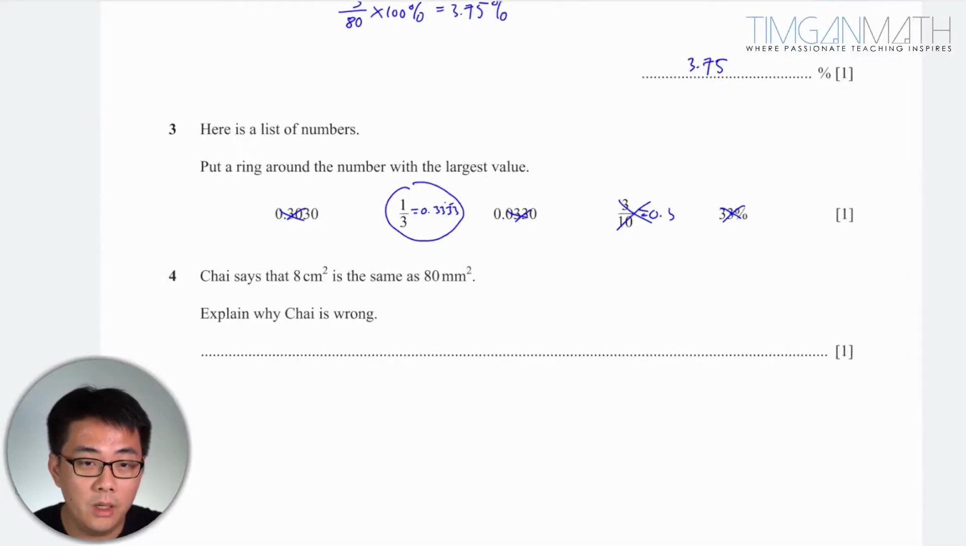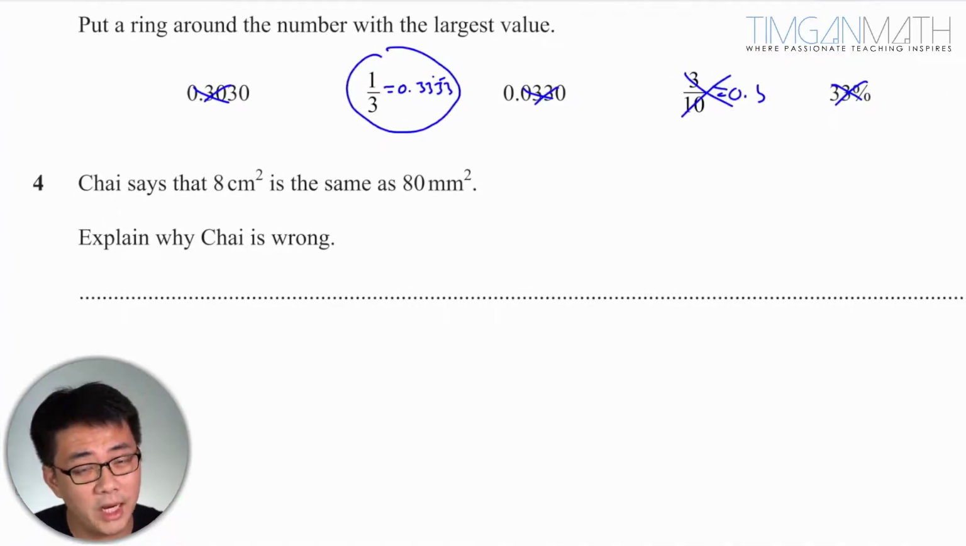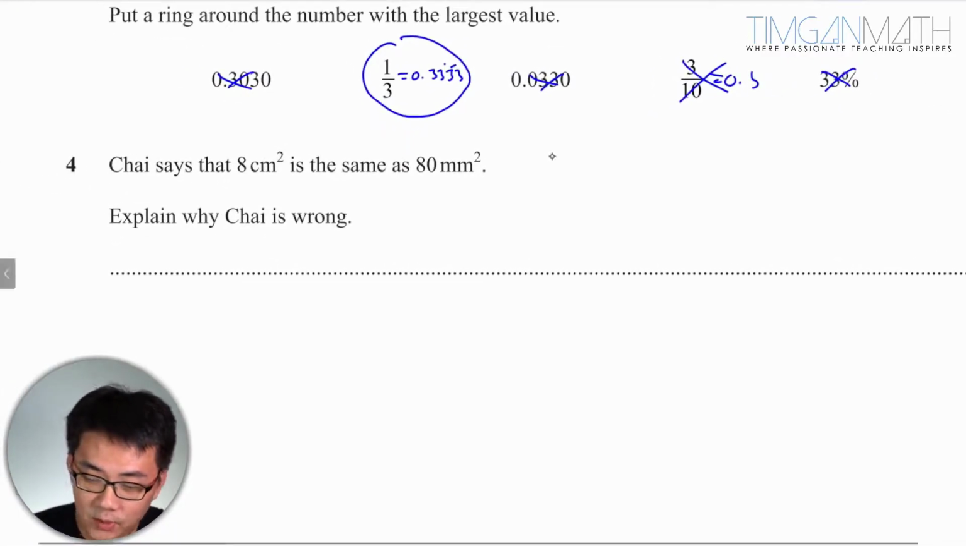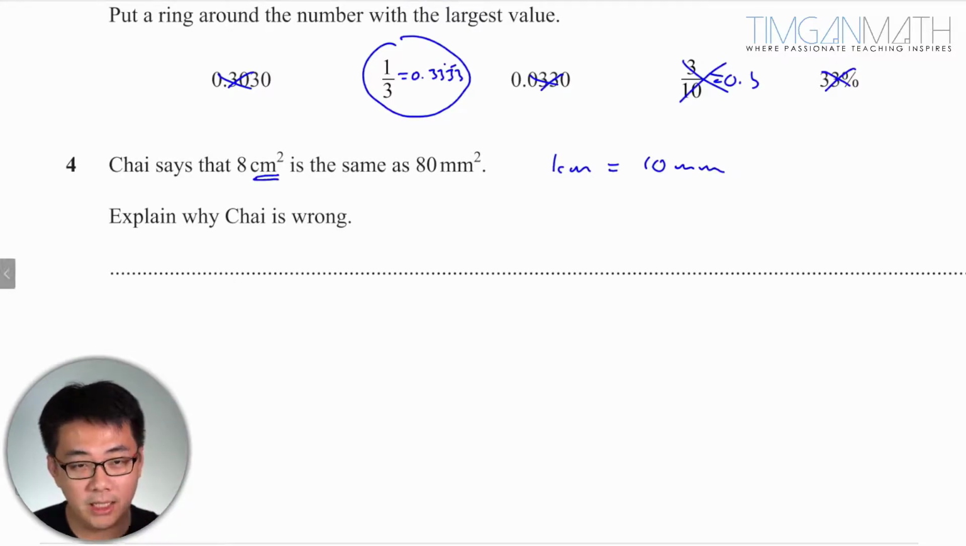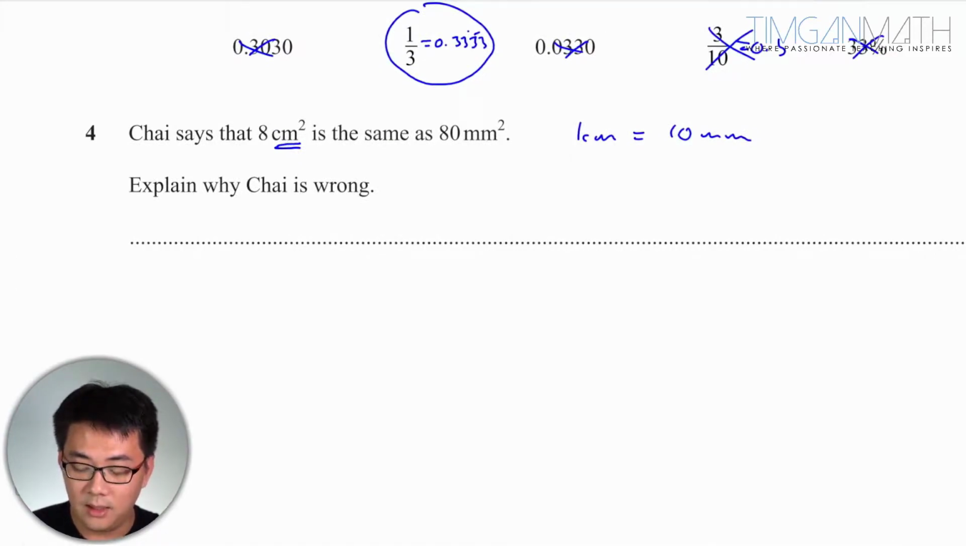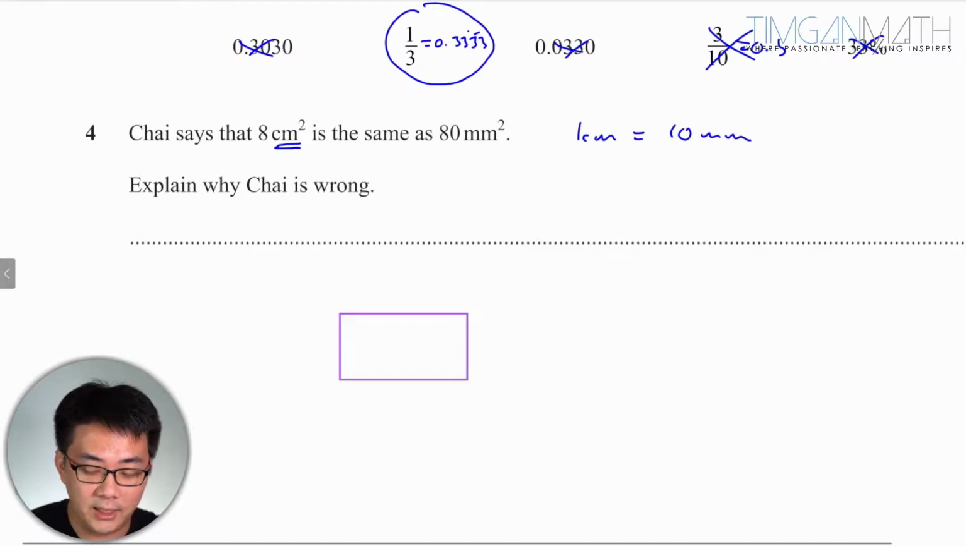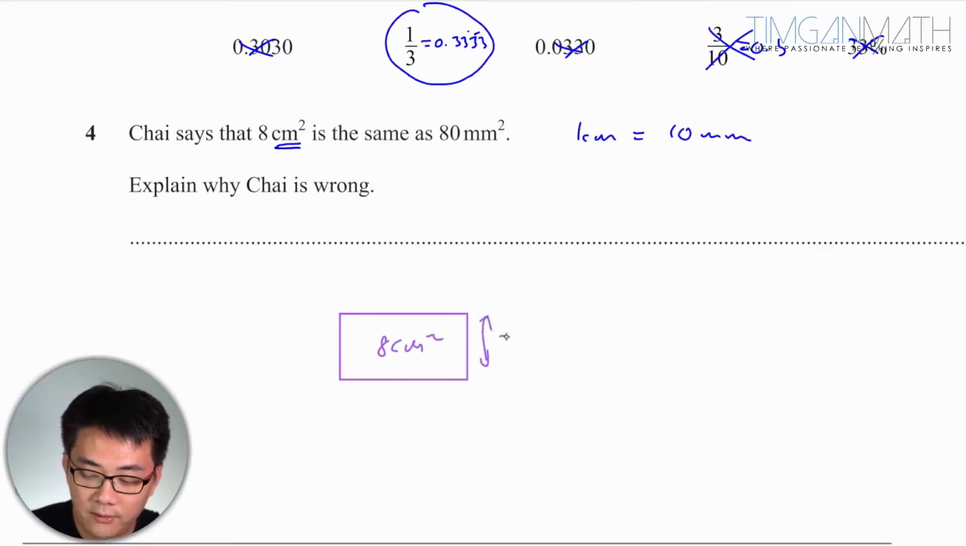Number 4. Chai says that 8 cm square is the same as 80 square millimeters. Explain why Chai is wrong. The first thing is we know that 1 cm is actually 10 mm. Now when you talk about square, meaning you are actually finding the area, so you are taking 2 dimensions here. For example, if we have a rectangle here, to make it 8 cm square for its area, you can have 2 cm here and 4 cm here. So in other words, if you want to change it to millimeters, this would be 20 mm and this is 40 mm.